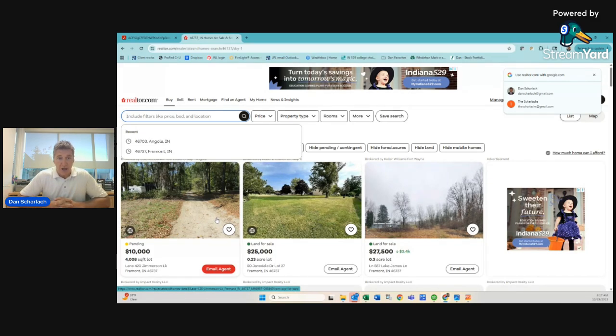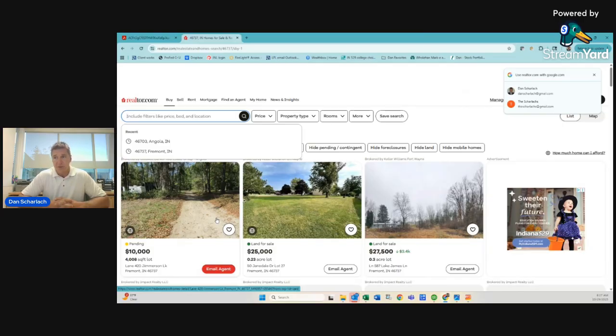Okay, those could be rented together. Those could be rented separate. That could be used for storage. There's a whole wide array of things that you could do with that.